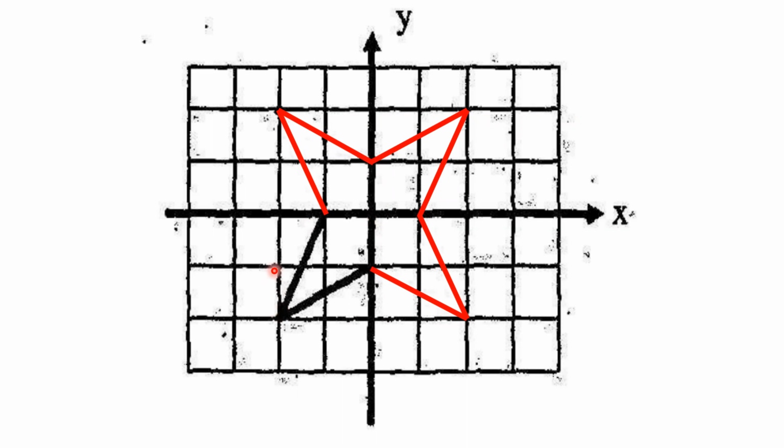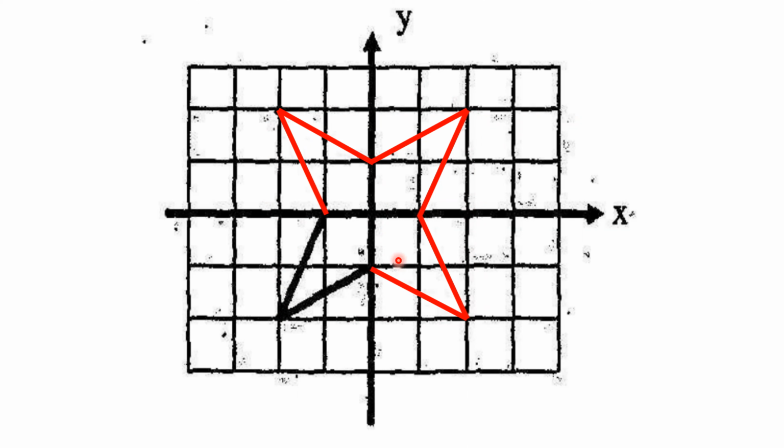Also, this is one, two spaces away. Similarly, this is one, two spaces away, and we have one, two spaces away here as well. And so that's how we basically draw this.